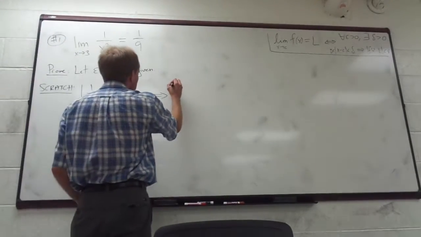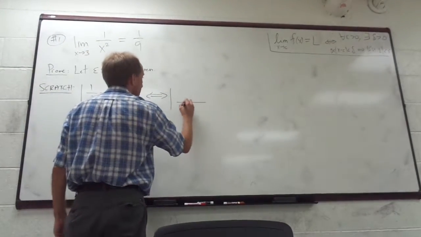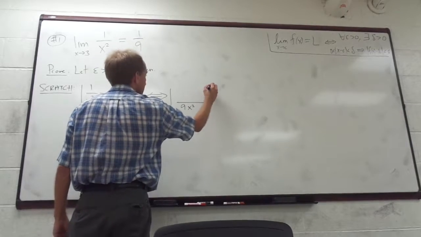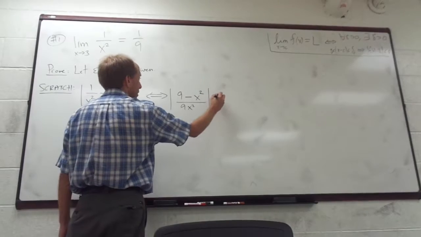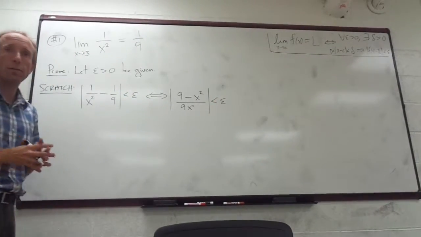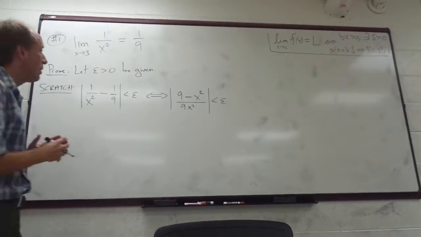Get a common denominator. Very good. The common denominator would be 9x squared, so then we would just get a 9 minus x squared over 9x squared, less than epsilon. Agreed? Okay, and now what could we do next?